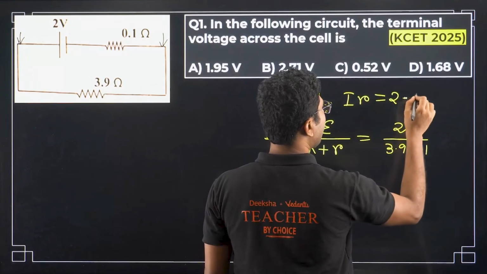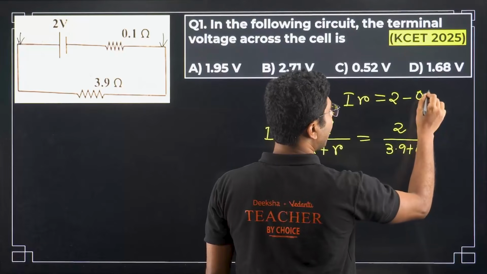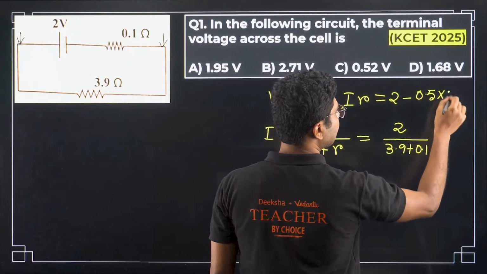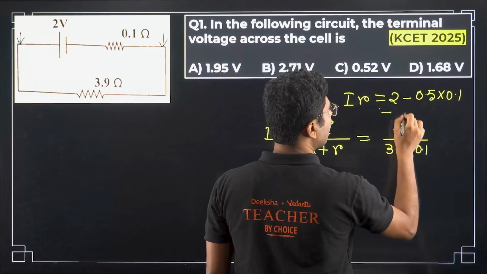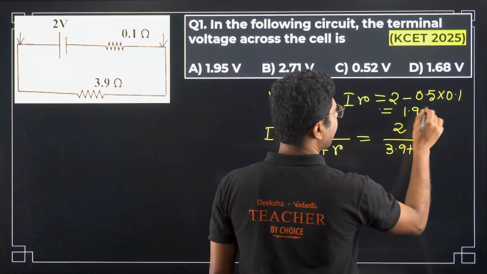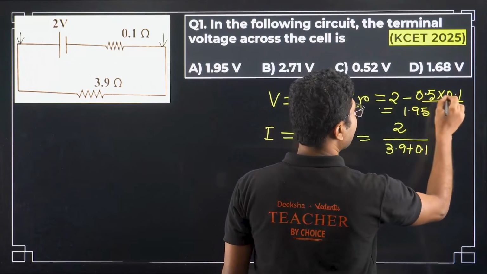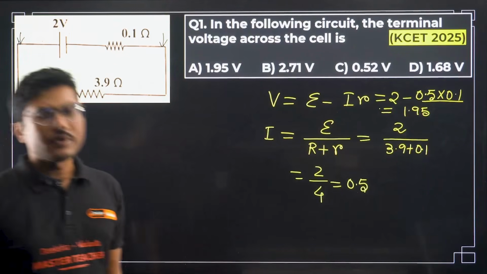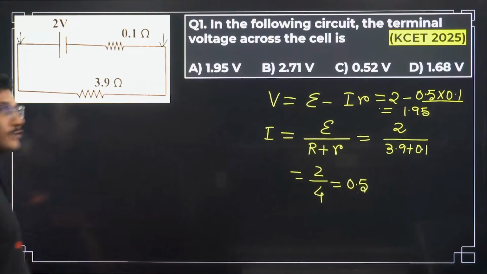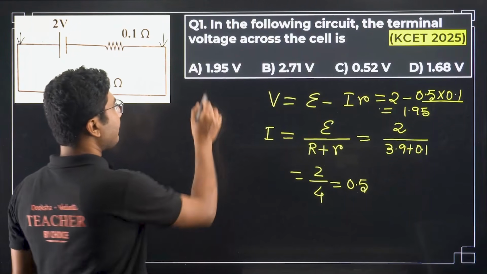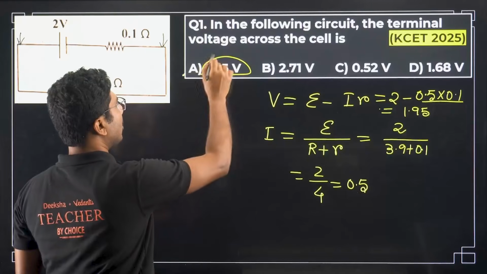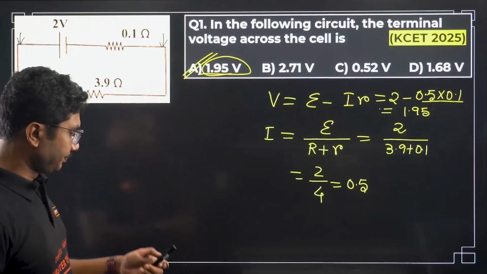Epsilon is 2 minus I is 0.5 and the internal resistance is 0.1, so it will be 1.95. Okay, 0.5 into 0.1 is 0.05, and 2 minus 0.05 is 1.95. So the correct answer is this, option A is correct.